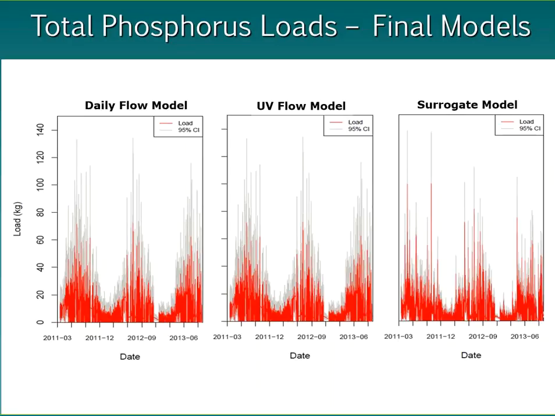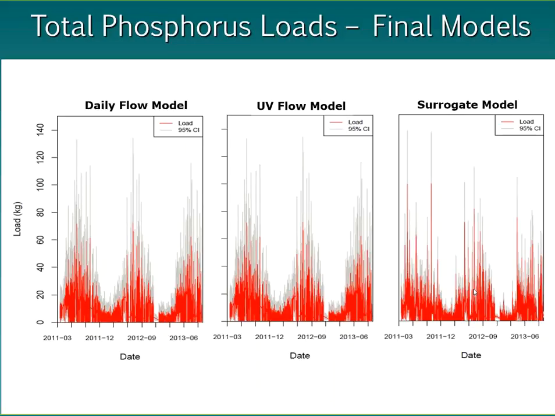Once we had the models calibrated, we then went back through and computed the loads. For the daily flows, nothing too surprising here, we just went through on a daily basis. The UV is just like the daily flows, only we summed up the individuals to come up with loads on a daily basis. The surrogate models, when we did this, we ran it through for only the surrogate days.